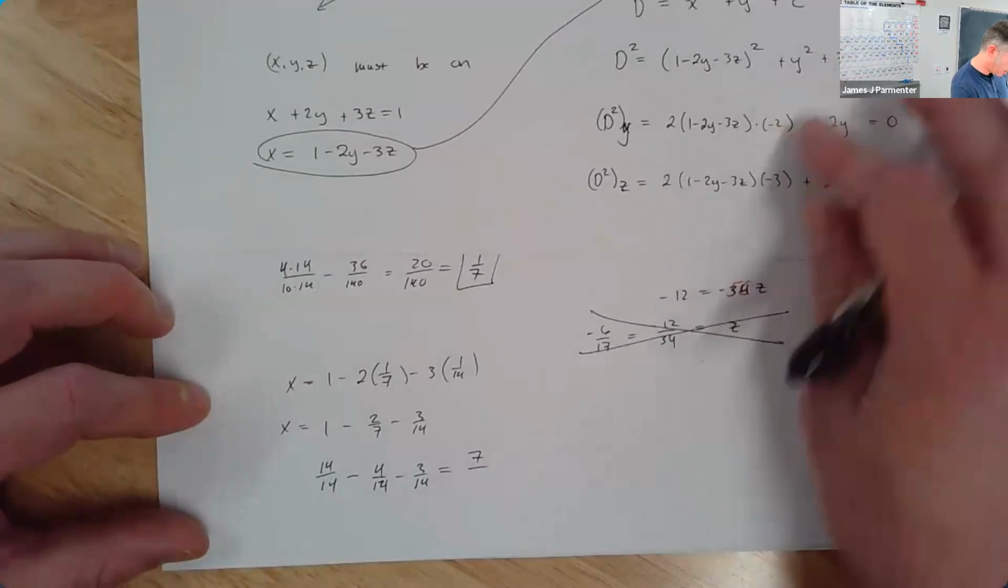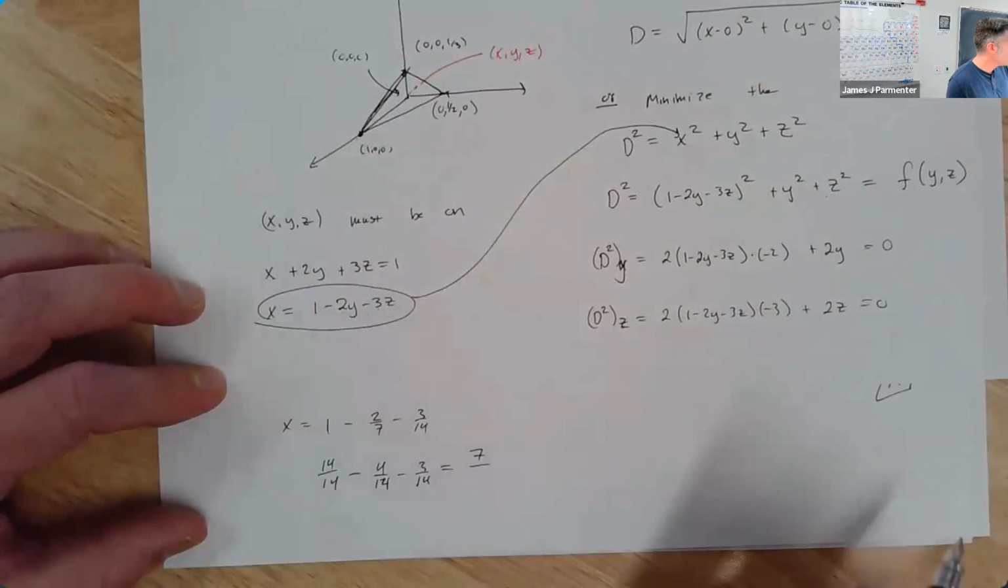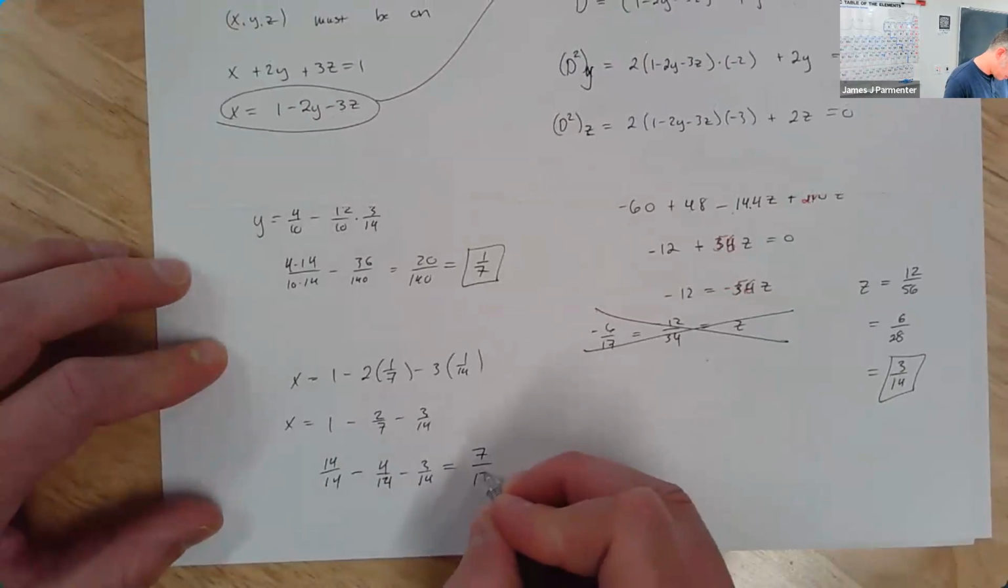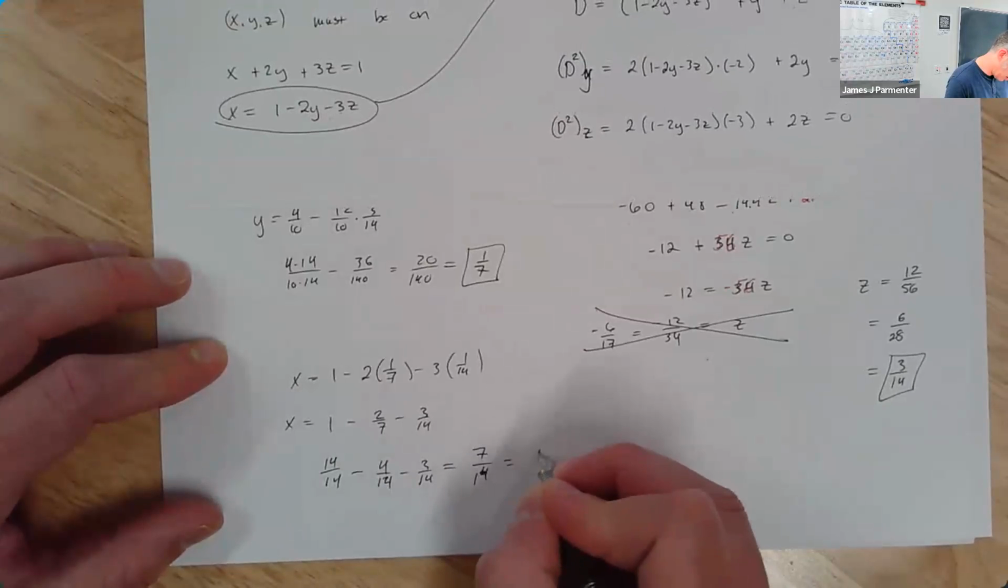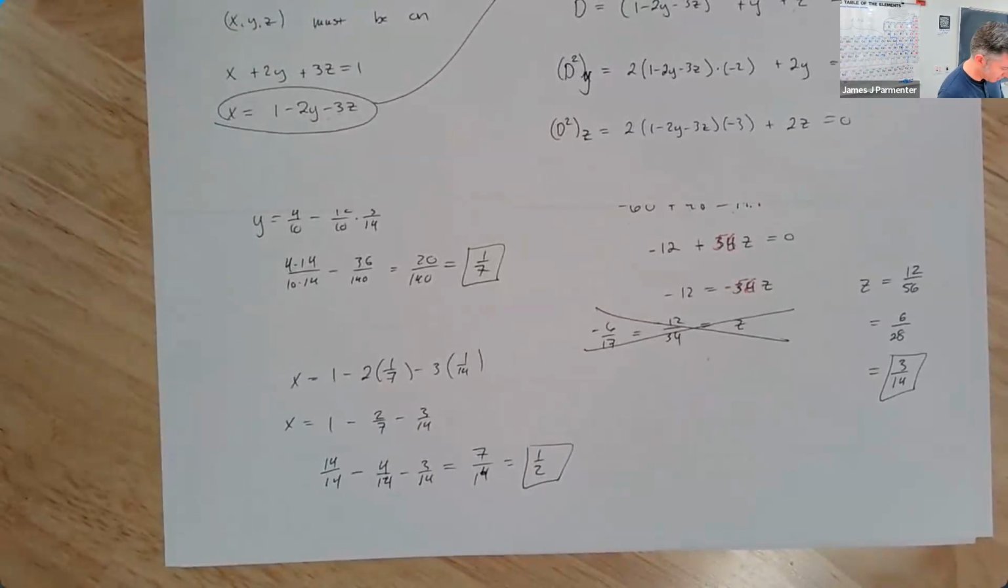Just plug into the constraint that I had up here, right? That we had x equal to 1 minus 2y minus 3z. So we end up getting 7 14ths, which is just 1/2. Lastly, and this is the question I really didn't want to ask, but I should ask, how do you know what's a minimum?